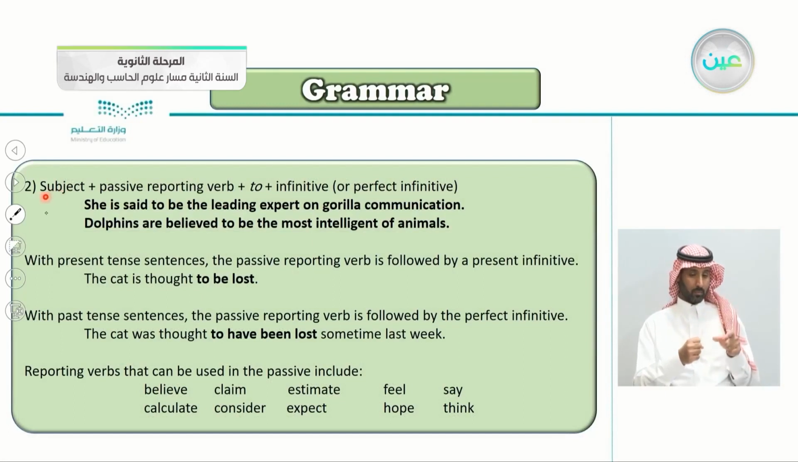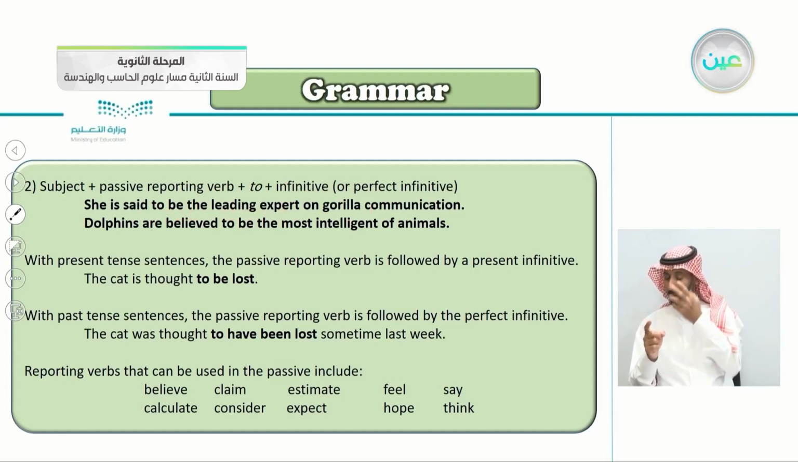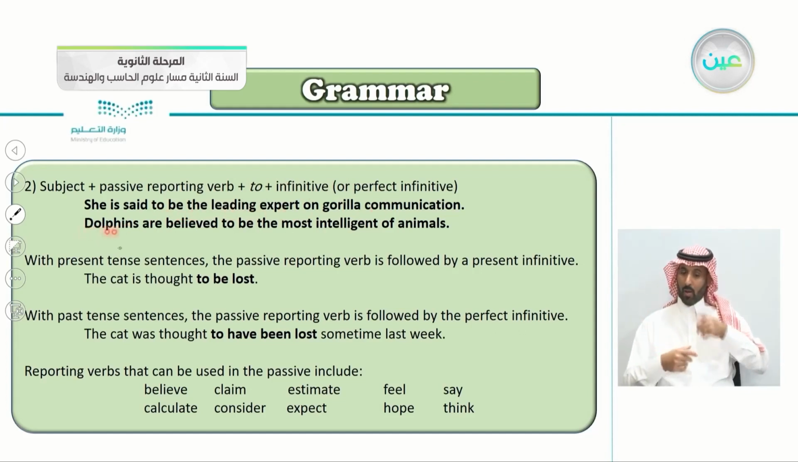Number two here, subject. So this is the form: subject, passive reporting verb, to plus the infinitive or the perfect infinitive. So the subject, like she here, then the passive reporting verb, said, to, the infinitive or perfect infinitive, to be the leading expert on guerrilla communication. Or the subject here is dolphins, are believed, so the passive here is believed, to be the most intelligent of animals.